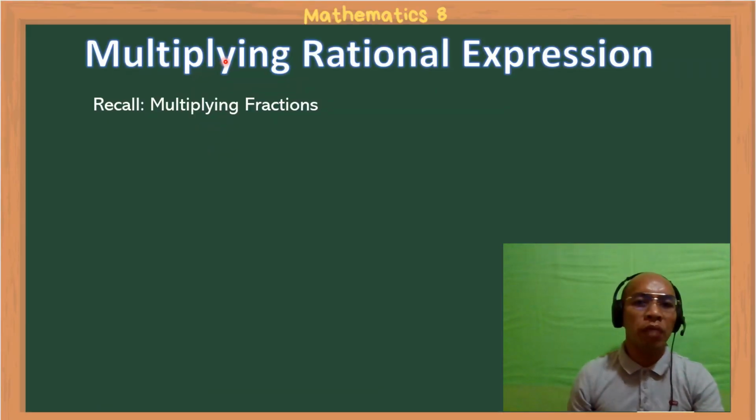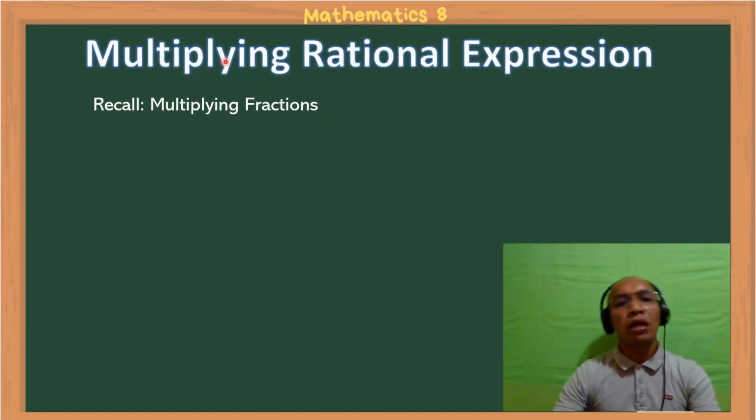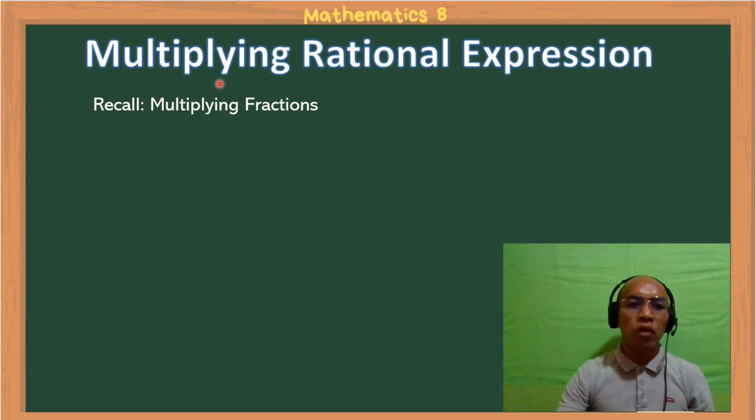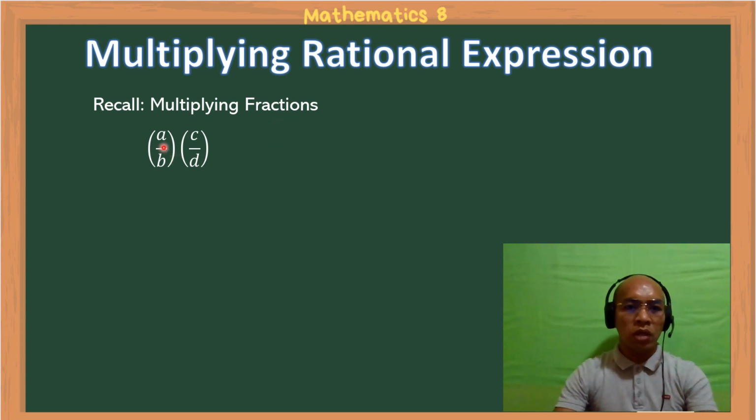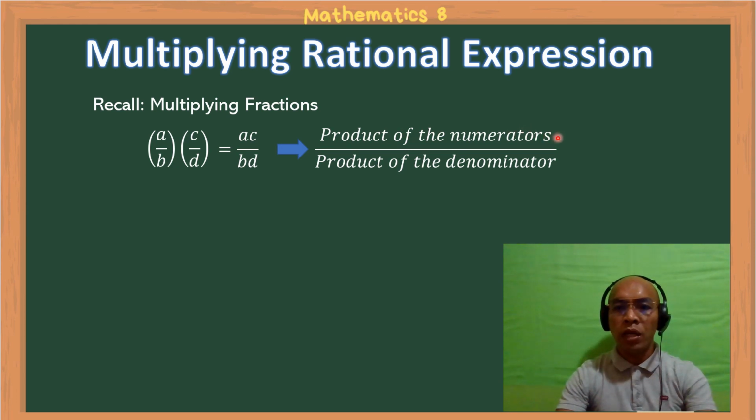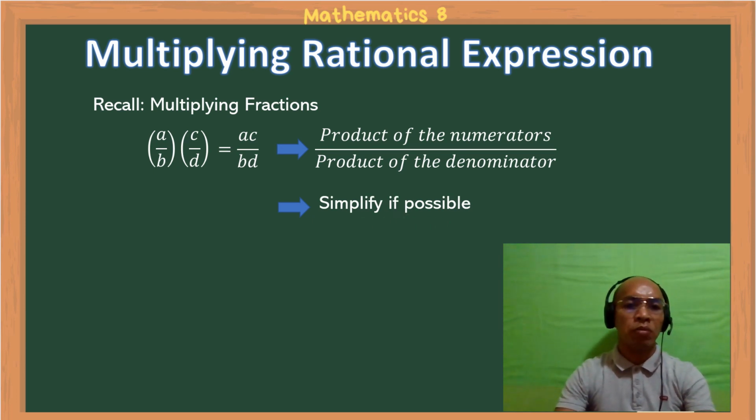Multiplying rational algebraic expressions. In multiplying rational algebraic expressions, we have to recall the concept in multiplying fractions. Suppose A over B times C over D. To get the product, we just multiply the numerators: A times C is AC, then all over the product of B times D. In other words, it's just the product of the numerators all over the product of the denominators. After which, we're going to simplify if possible.